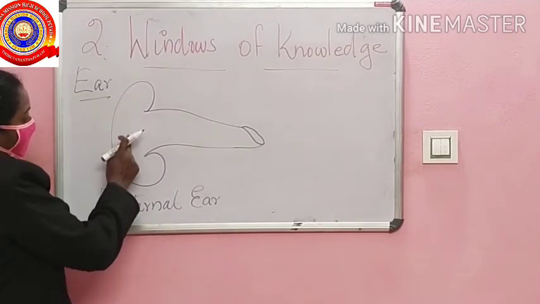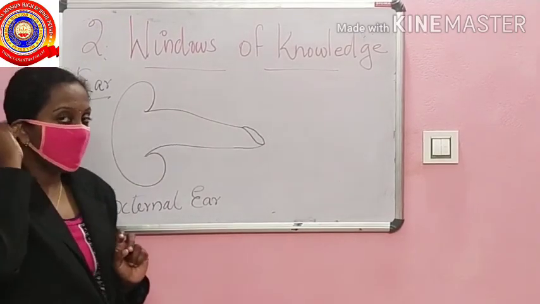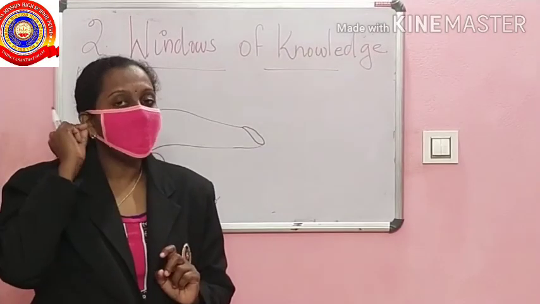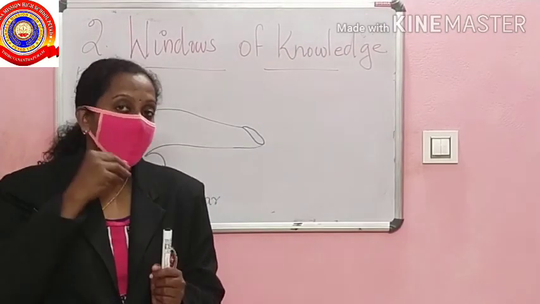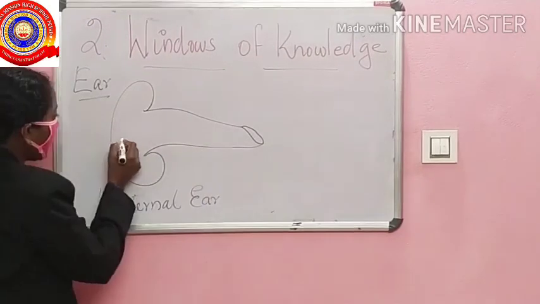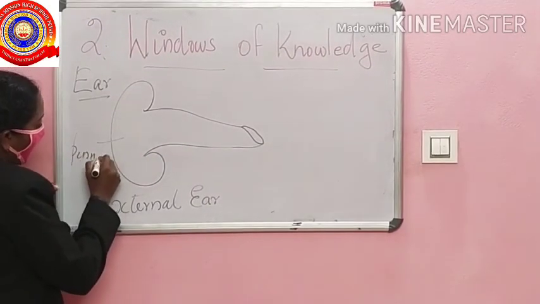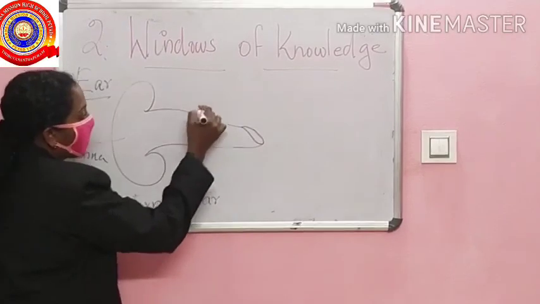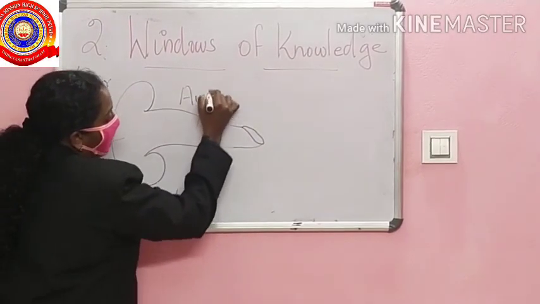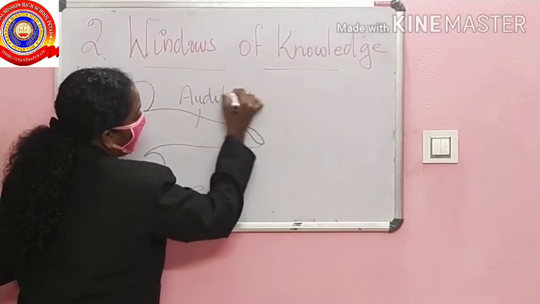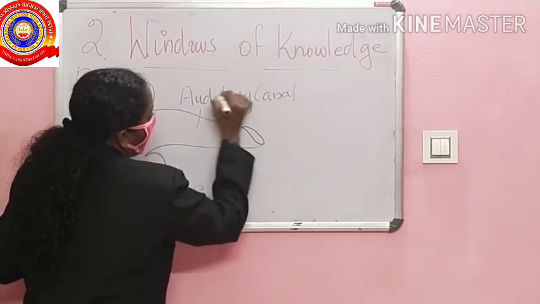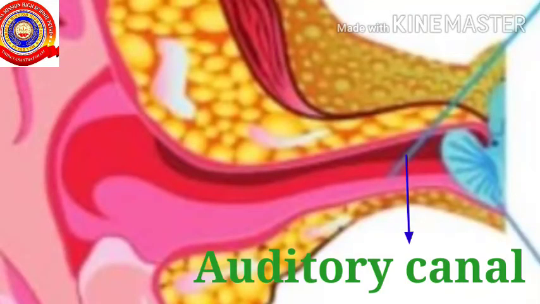External ear contains pinna, which is made up of cartilage, which means the soft bone. The function of pinna is it carries sound waves to the auditory canal. This is the auditory canal which carries sound waves to the tympanum. In the auditory canal, there are small hairs and wax present inside the canal which help to prevent dust and foreign particles from entering into the ear.